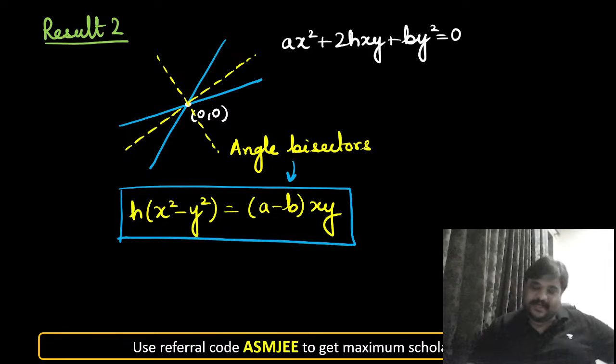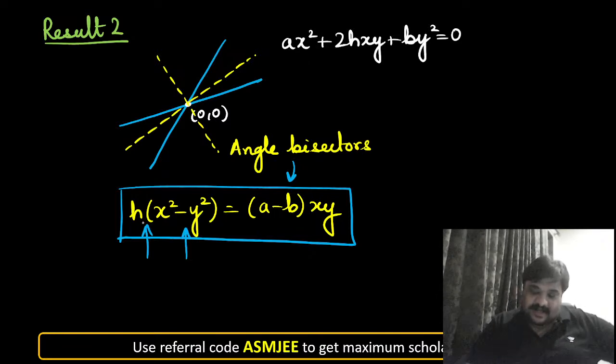Yes, they will be perpendicular. Check: coefficient of x square plus coefficient of y square is 0. They must be perpendicular. Yes. They must be perpendicular for sure. A plus b equal to 0, right?